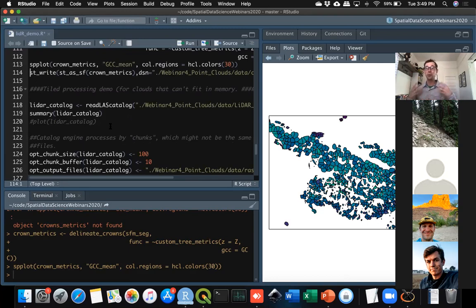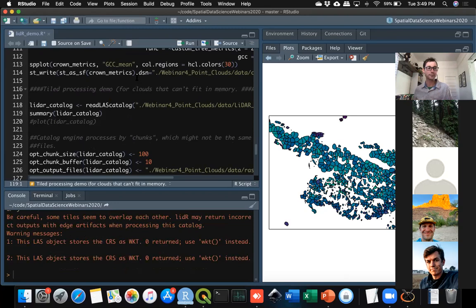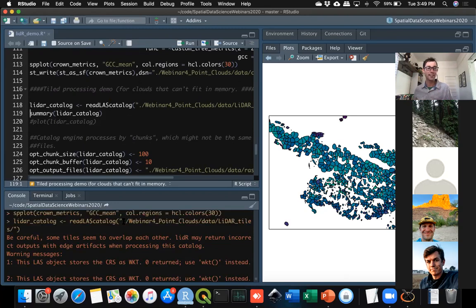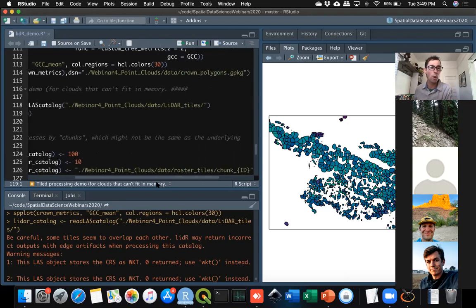But our data sets are really big, oftentimes hundreds or thousands of tiles like this. And we don't want to have to step through in a script every single tile. So the LiDAR package has a really cool facility for doing that. And it's based on what are called LAS catalogs. And what a catalog is, it's just an index of LiDAR tiles, right?